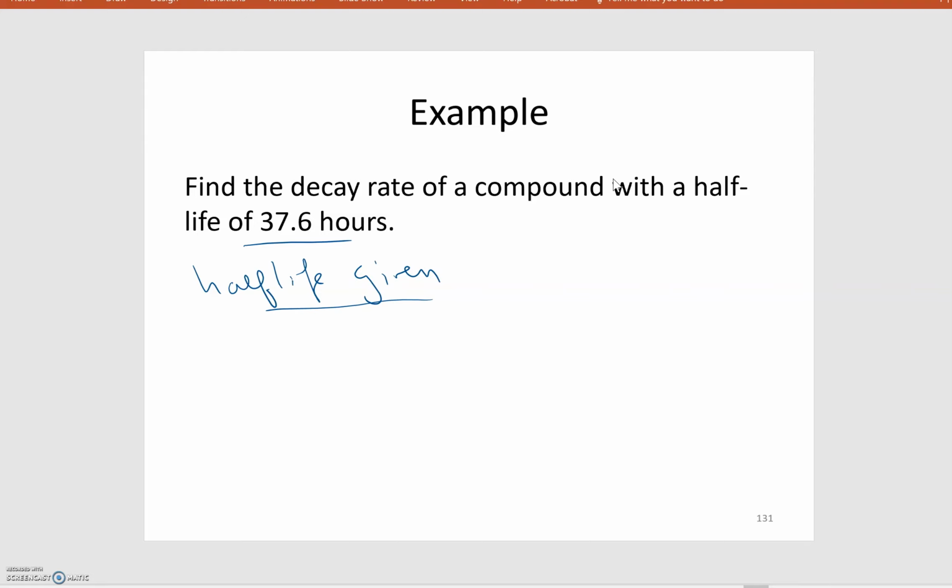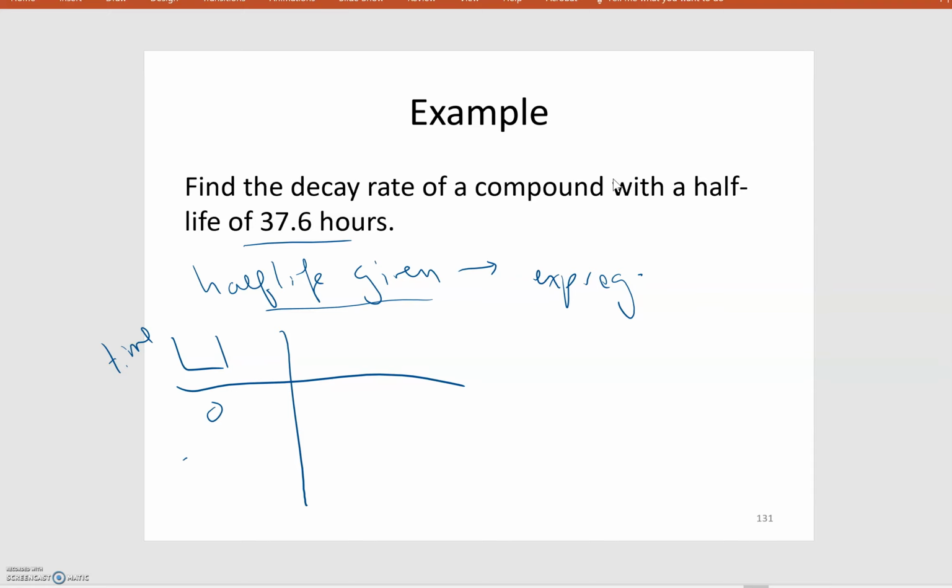When you have a half-life given problem, generally I'm going to use exponential regression for that. And here's how I'm going to use it, is I'm going to set it up so that in column L1 I have my time. So I start at time 0, and then I go to 37.6 hours, and that's my half-life. And then for L2, I'll put in my amounts. Now I don't really have an amount, so I'm going to assume that I start off with 1 unit and then I go to 1/2, and then I'll do exponential regression with this data.